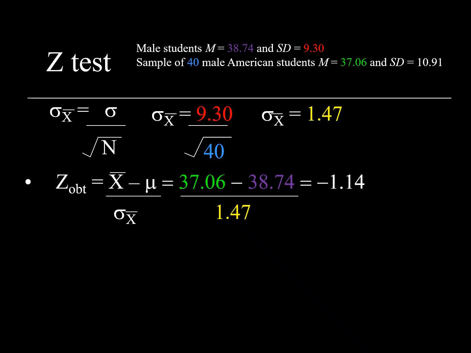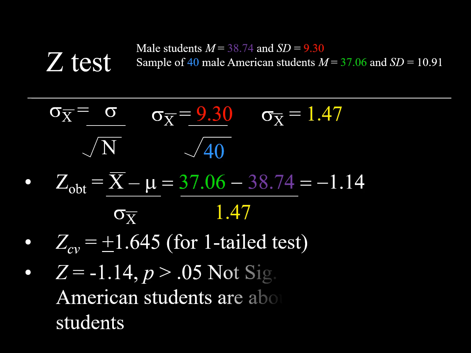So the top of our equation is simply our sample's mean minus the population's mean. So in this case, 37.06 minus 38.74, which equals negative 1.14. And we're going to divide that by the bottom, which we've already calculated, 1.47. Again, this is a one-tailed test, so we had a directional hypothesis. We expect that our sample is actually going to be sadder or more lonely. So we have a one-tailed test. So our critical value is 1.645. That's what we need to be able to claim statistical significance.